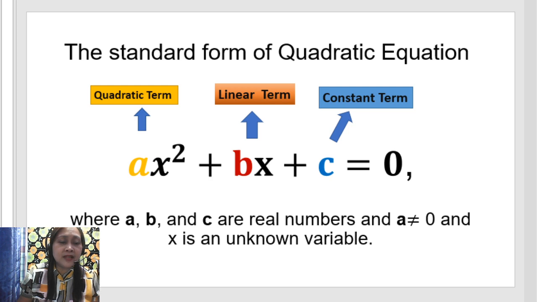Now in our first term here, the ax squared, this is the quadratic term. And why? Because the exponent is 2. The second term is the linear term. Why? Because the exponent of x is 1. And the last term is the constant term because there's no variable in it. It's just purely numbers, and that is our constant.